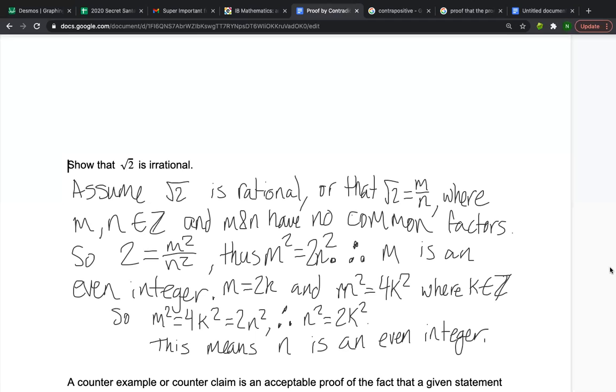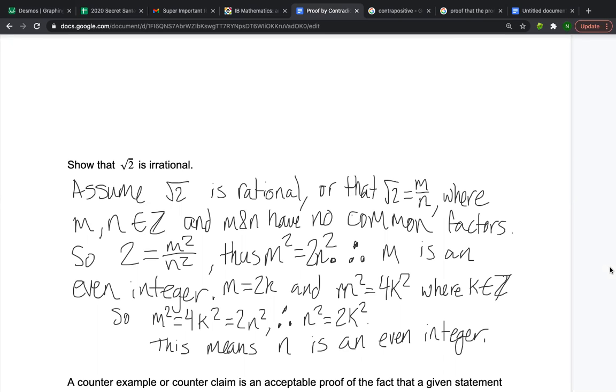So m is equal to 2k and m squared is equal to 4k squared, where k is an element of the integers. So now I can rewrite this saying that I know that m squared is equal to 4 times some integer squared, which is equal to 2 times my denominator n squared. Therefore, if I solve this equation for n squared, I end up getting that it's equal to 2k squared, which, since I know k is an integer, tells me that n is an even integer.